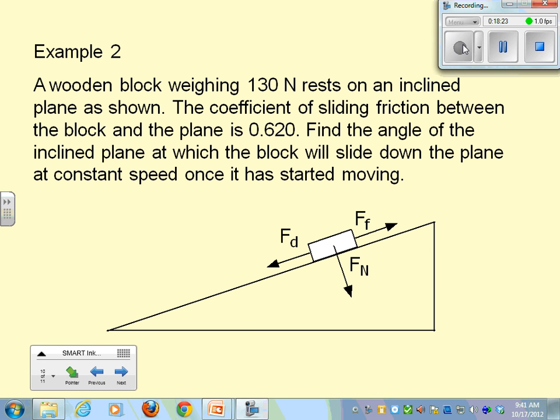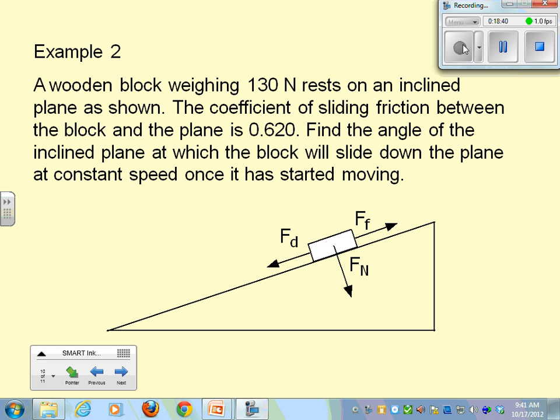A wooden block weighing 130 newtons rests on an inclined plane. The coefficient of sliding friction between the block and the plane is 0.62. So I've given you the angle. Find the angle of the inclined plane at which the block will slide down the plane at a constant speed once it has started moving.